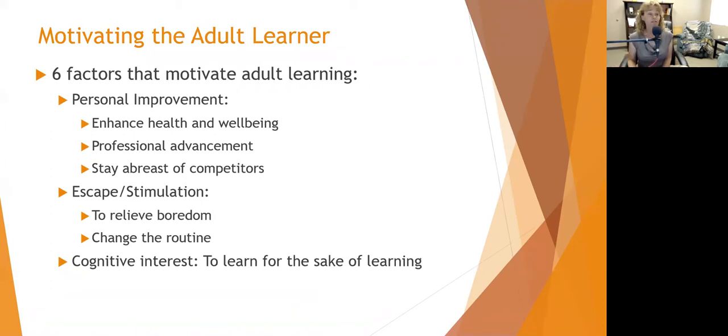I know a lot of clients who will go to 12-step meetings if they're bored because they know that boredom is a dangerous place for them to be. So they will go to some sort of a meeting. They will go to try to learn something. And cognitive interest, just learning for the sake of learning. So there are a lot of different ways that we can motivate the adult who's coming to our psychoeducational groups. Escape and stimulation, probably not so much, but we can try to make it as enjoyable as possible so people look forward to coming to group.